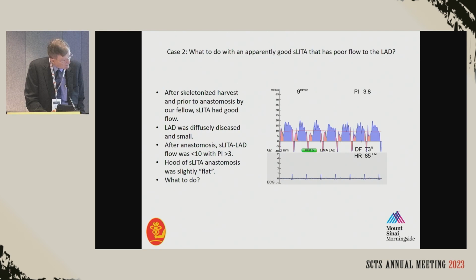There's the flow in a different case. So that was fine. Here's the next case. It's apparently a good mammary, but the flow is poor. So the first was a bad mammary we hadn't even used. This is a good mammary. It had good flow before we put it to the LAD, but now it's on the LAD, and the flow is not so great. It's less than 10. Pulsatility index is greater than 3. That's not awful, but it's not great, and the anastomosis looks a little flat.